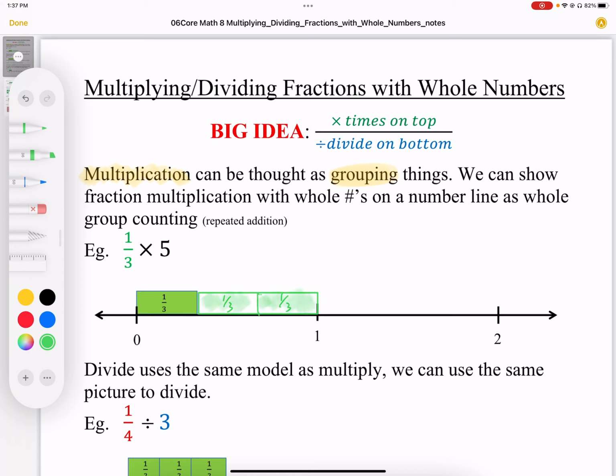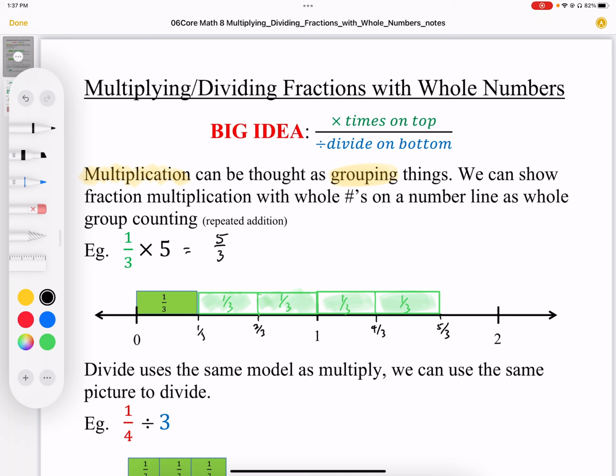But we're looking for not 3 groups, but 5 groups. So 5 groups of 1/3 is going to look something like this. We have another 1/3 here, 1/3 here, and that represents 5 groups of 1/3, or 1/3 times 5. When we count this out, we are at 1/3, here is 2/3, 3/3, 4/3, and we're going to be at 5/3. So when we do 1/3 times 5, we end up with 5/3.